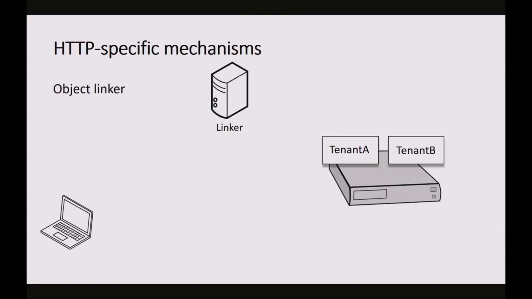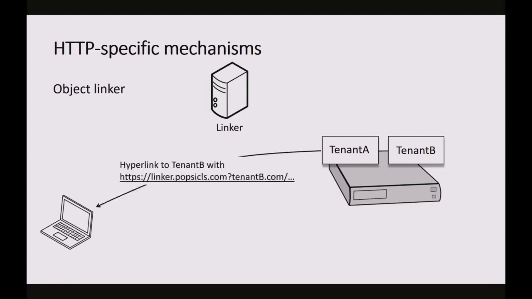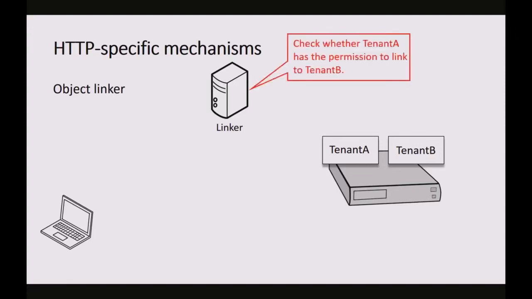So you can hyperlink through the linker, and the linker does a redirection effectively to the right popsicle if it's permitted, if tenant B, in this case, permits tenant A to hyperlink to it in this way. But again, that's just some HTTP-specific stuff.